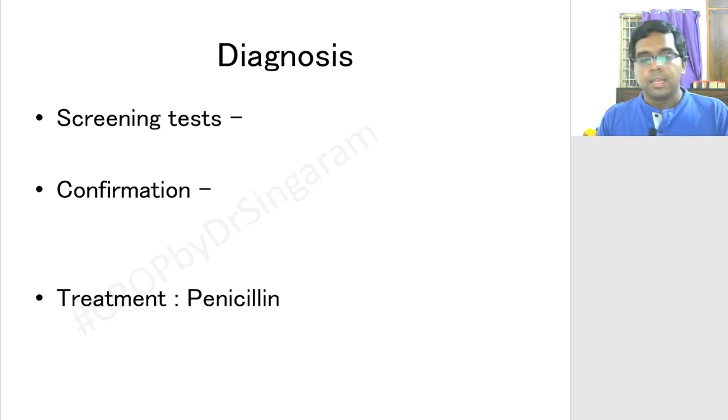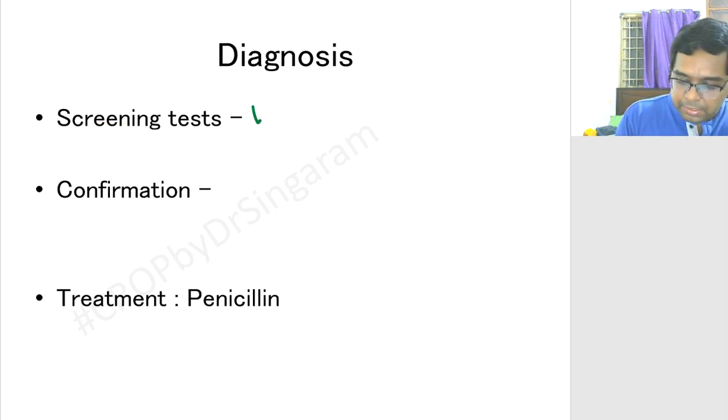So coming to the last part, talking about the diagnosis of syphilis. Remember, there are screening tests and confirmation tests. I'm sure you all might have heard about some tests. What are the screening tests? Yes, it is the VDRL test or RPR, which is the rapid plasma reagin test.